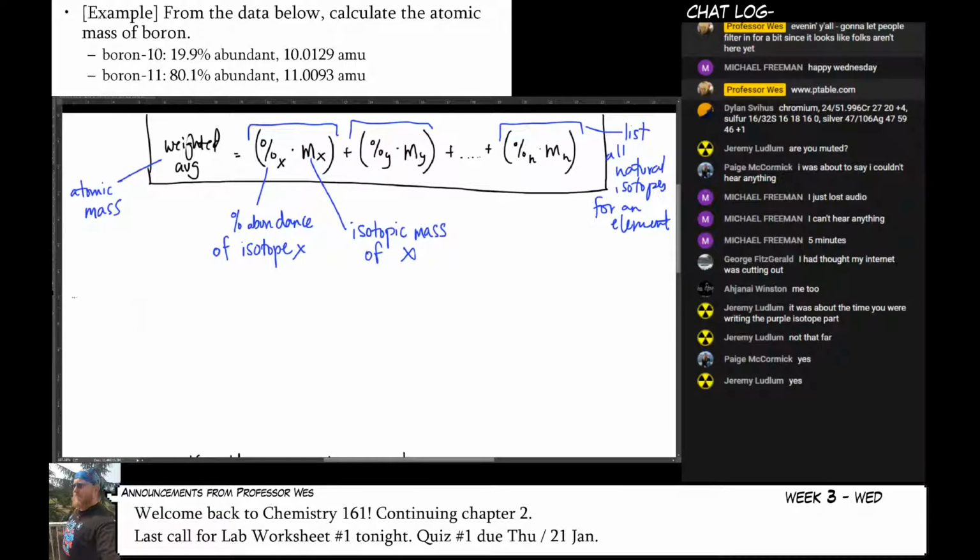So here we go. Let's put all this information in the calculation. I have two isotopes, which means I'm going to have two terms. And for those terms, I'm going to have the percent of the first isotope, which would be boron-10, times the mass of boron-10. And then we'll do the percent abundance of isotope 11, boron-11, times the mass of boron-11.